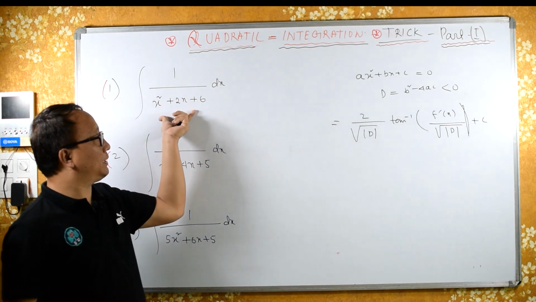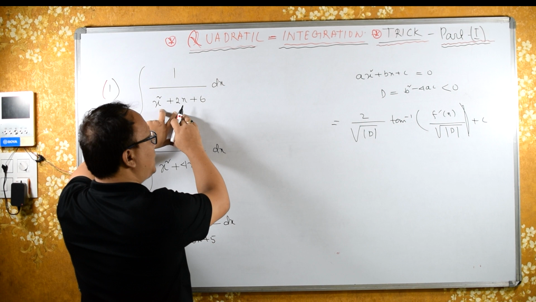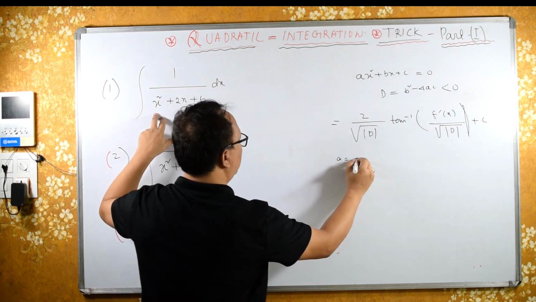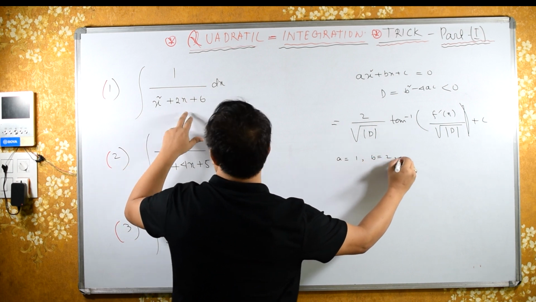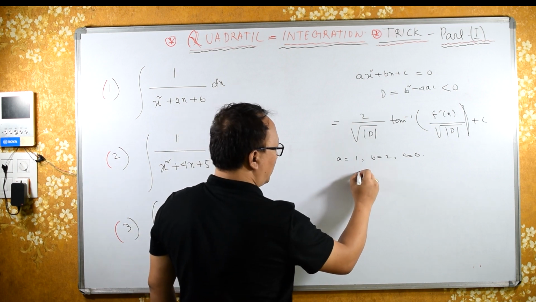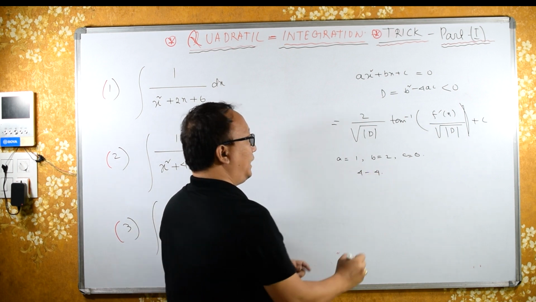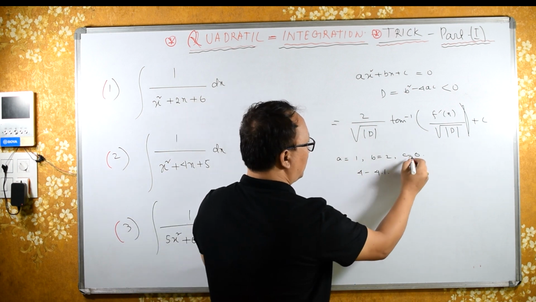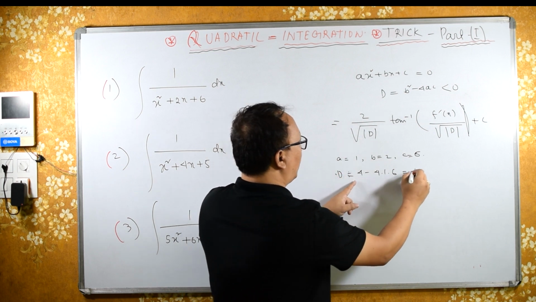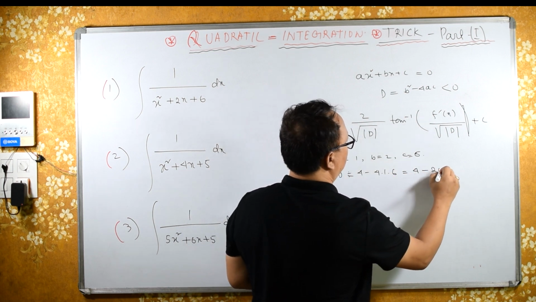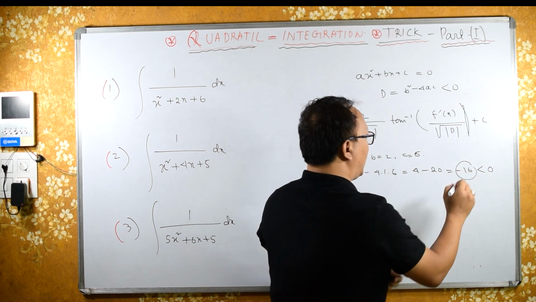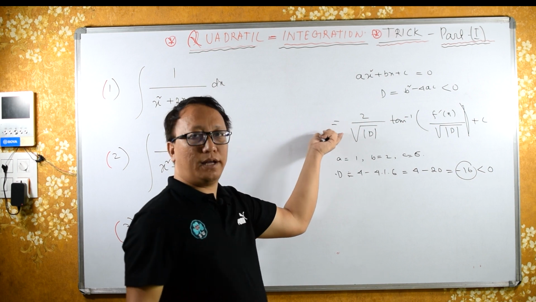Now let's check what is the discriminant here. If you compare this equation with the quadratic equation, a equals 1, b equals 2, and c equals 6. What is my D? B square means 2 square, 4, minus 4 times a, which is 1, times c, which is 6. Therefore D equals 4 minus 20, which is minus 16, less than 0. Since minus 16 is less than 0, we can apply this formula here.